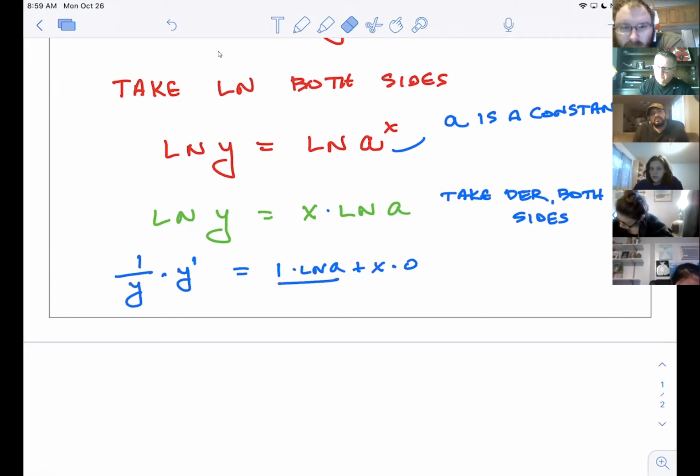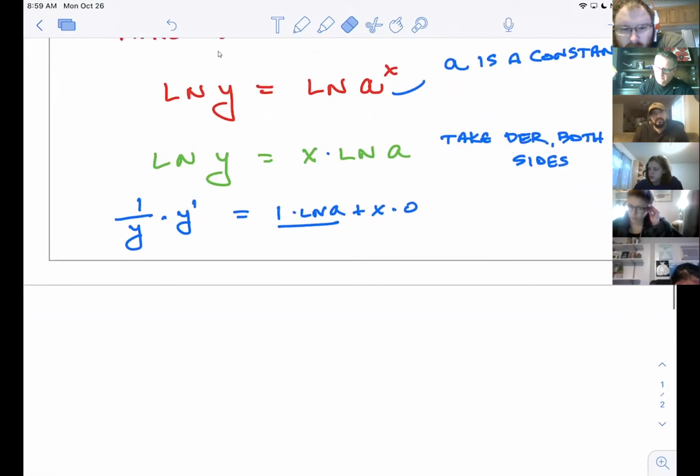So would the derivative be the natural log of a over y? Do your algebra a little more slowly. I've got to solve for y prime. How am I going to get rid of that 1 over y? You multiply by y. So y prime then would be equal to y times the natural log of a.